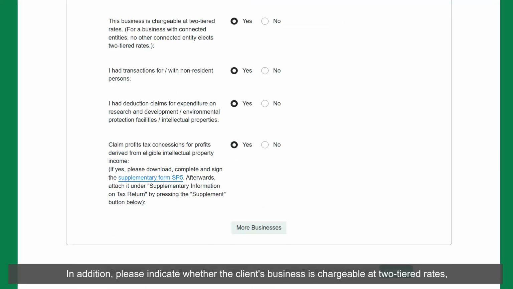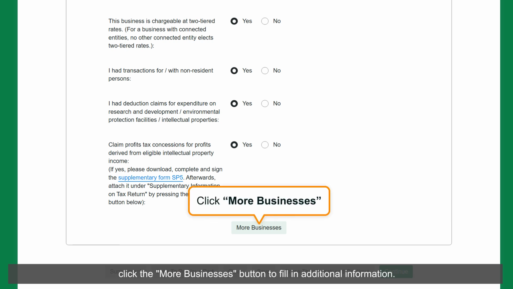In addition, please indicate whether the client's business is chargeable at two-tiered rates, had transactions for or with non-resident persons, had deduction claims for expenditure on research and development or environmental protection facilities or intellectual properties, or claim profits tax concessions for profits derived from eligible intellectual property income. If your client has more than one business to report, click the More Businesses button to fill in additional information.